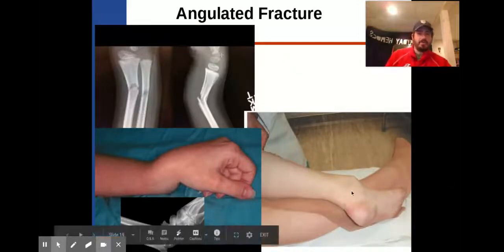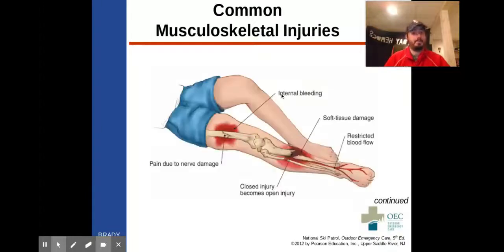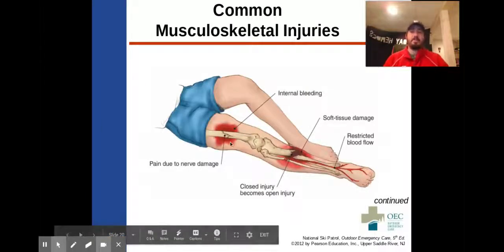Here's another one, right? We see this, it looks like a tibia fracture, could maybe be a dislocation too, who knows? We'll talk about those in a second. So yeah, angulated, displaced, basically funky positions, not fun for the patient, all right? And again, just thinking about that bleeding, right?